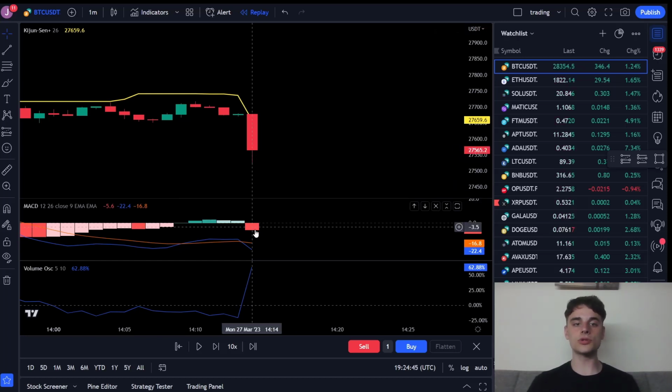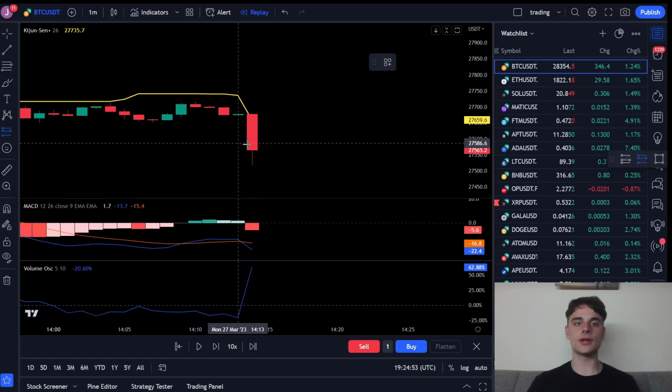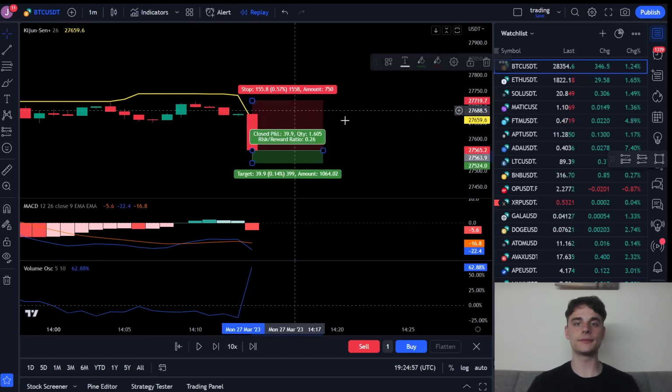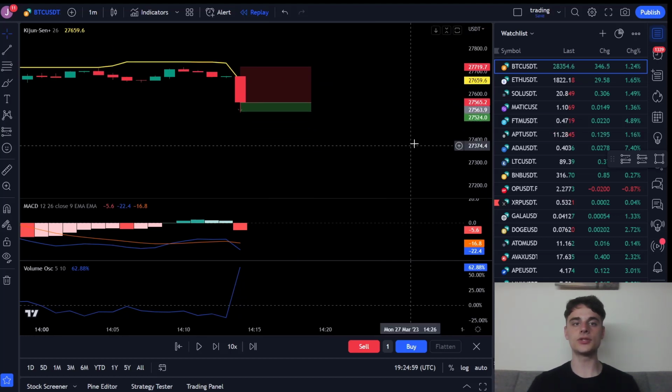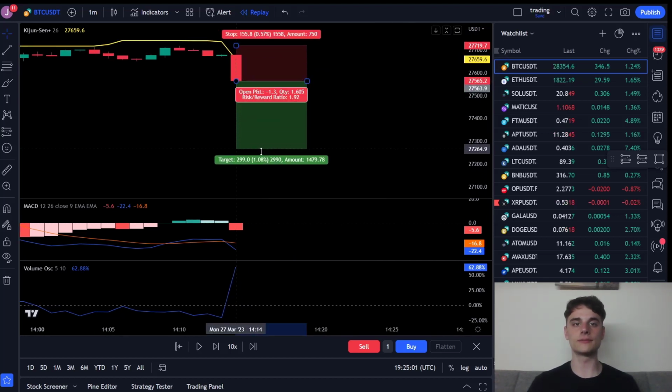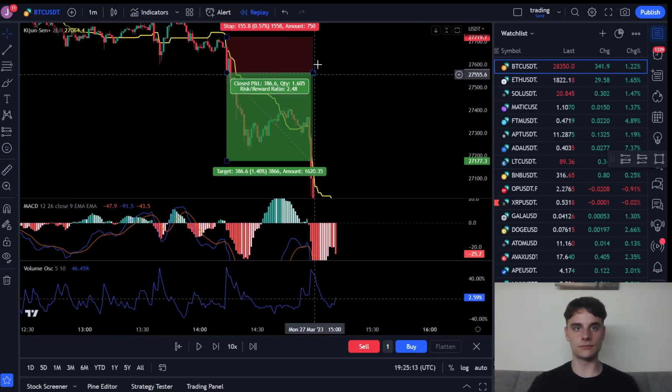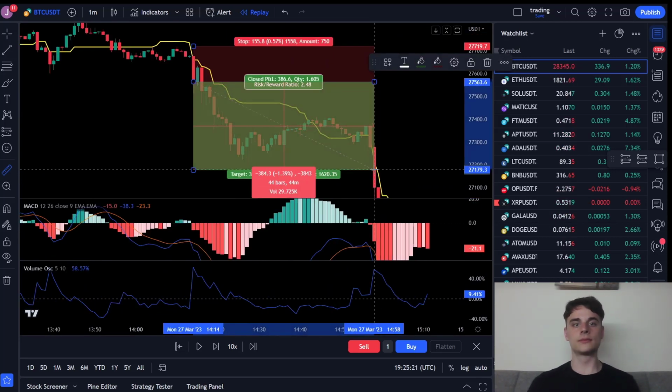For the volume oscillator we want to see the same as a long position, so it must be above the zero level. So in this case you can open a short position at the close of this candle, place your stop loss on the last swing high and target a risk to reward ratio of 2.5. This trade closed in 45 minutes with a 0.40% profit.